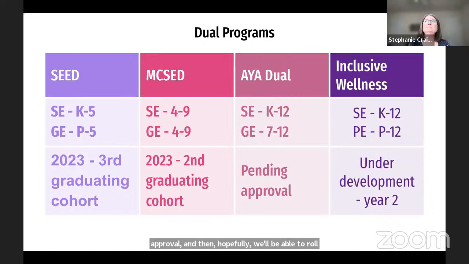Thank you, Ann. A colleague and I wrote a grant for a new program, and this is the second year of the grant, so it is really under development. It's an inclusive wellness program. Students going through this program would be dual licensed, P12 in physical education and K12 in special education. We're not even at the point of discussing whether they would have a choice like AYA, but I think it's truly going to be a dual program. So that's where we are and where we're moving towards.